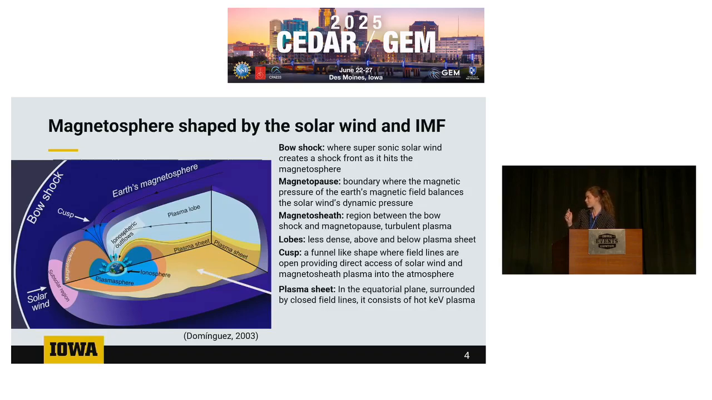And then the plasma sheet is in the equatorial plane, surrounded by closed field lines, and consists of hotter plasma. And the plasmasphere, you can think of it as an extension of the ionosphere, and it consists of more cold plasma.